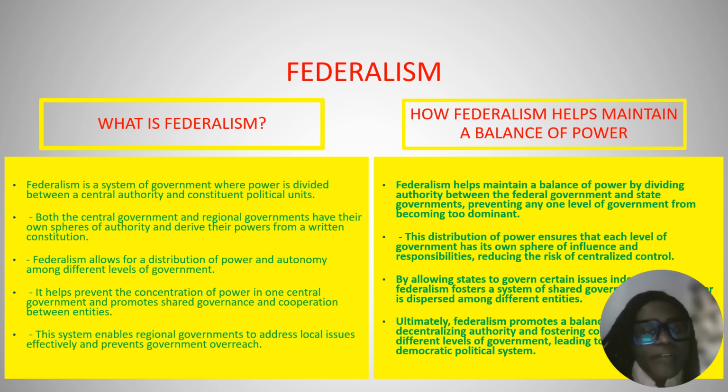Alright, now let's talk about federalism. What is federalism? Federalism is the division of powers between the federal government and state governments. This system helps maintain a balance of power, allowing for cooperation and shared responsibilities between different levels of government. How does federalism help maintain a balance of power? It helps maintain a balance of power by dividing authority between the federal government and state governments, preventing any one level of government from becoming too dominant.